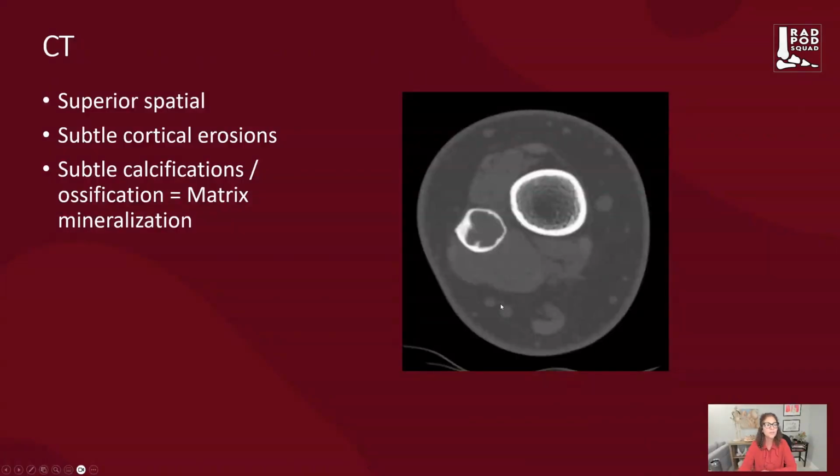Superior spatial resolution, subtle cortical erosions. We can see subtle calcifications and determine the matrix. So seeing within a lesion can help us decide, is the lesion made of an osteoid tumor, or is it a chondroid tumor? Or in this case, is the lesion creating a fibrous matrix? This is a ground glass lesion with endosteal change in a patient who has fibrous dysplasia in this lesion.